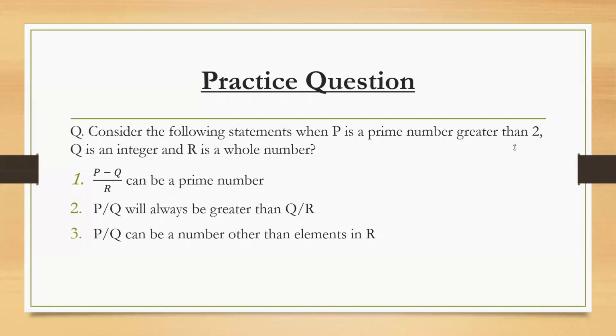What about Raghavan? 1, 3. Okay. So everyone got 1 and 3. So I'm not explaining 1 and 3. Tell me, why did you negate 2? Give me an example. That is, P by Q will always be greater than Q by R. So give me an example where you have negated this statement.